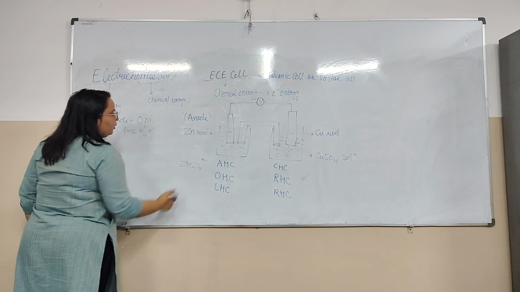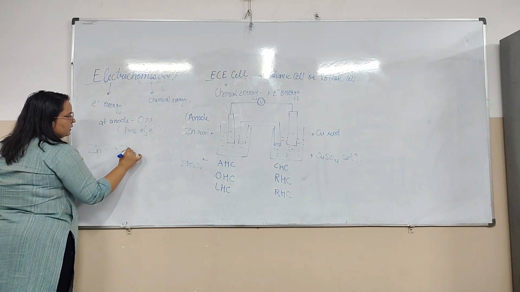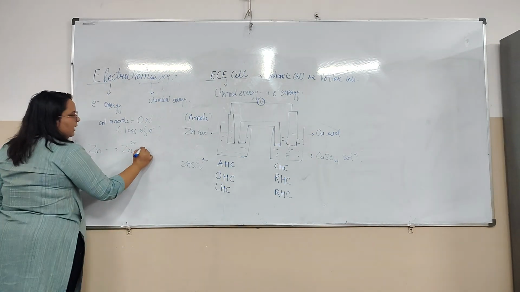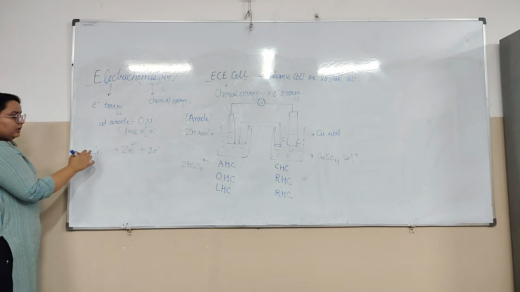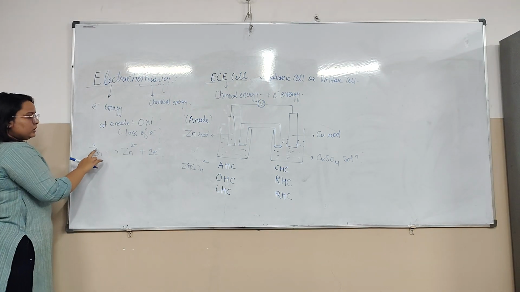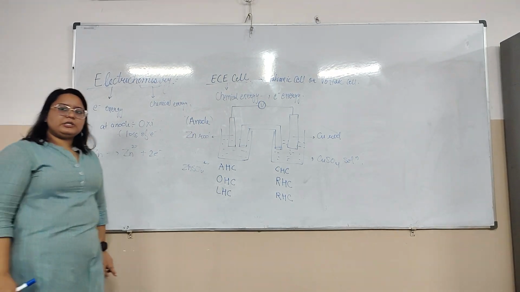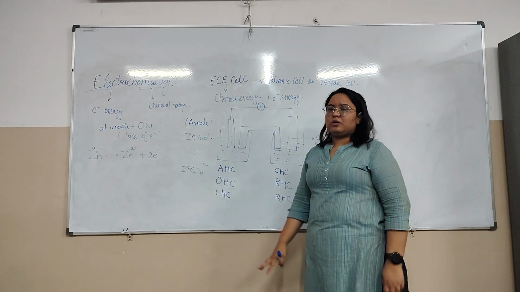From where? From zinc rod. So from the zinc rod, zinc will convert to Zn2+ and will lose 2 electrons. Now as you can see, the oxidation number of zinc here is 0, and here it is +2. 0 to +2, an increase in oxidation state. That means oxidation of zinc.